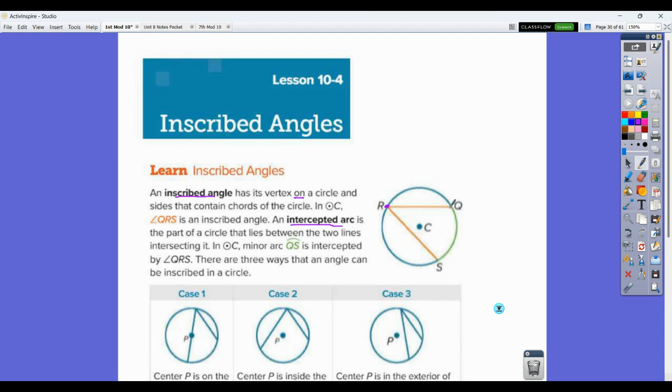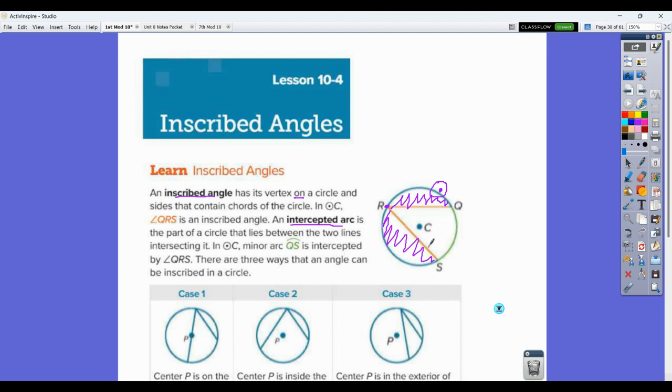Really what I think about is to look at it as Pac-Man. If this is our Pac-Man that's here, he's got his little eyeball right there. And he's looking, that inscribed angle is going to intercept this arc that's right here. It's going to eat it alive. So that's the idea of that inscribed angle. The intercepted arc is the part of the circle that lies between the two lines intersecting it. In circle C, the minor arc QS is intercepted by angle QRS. So understanding those parts there.